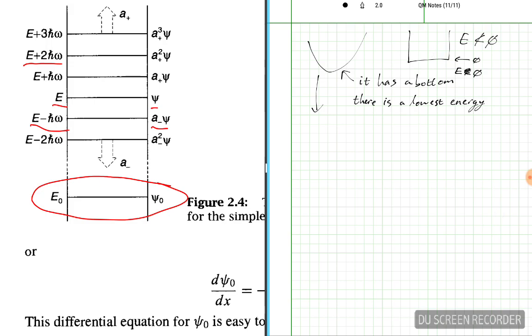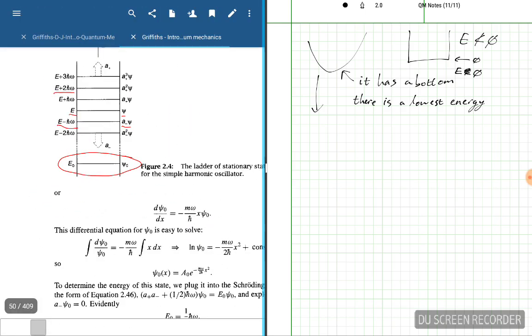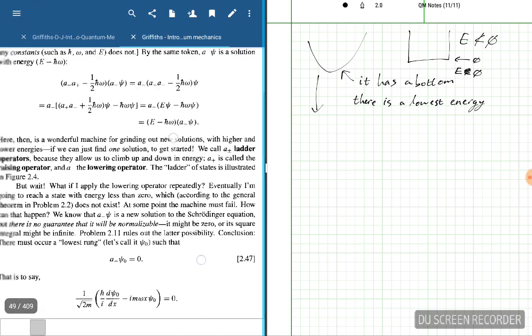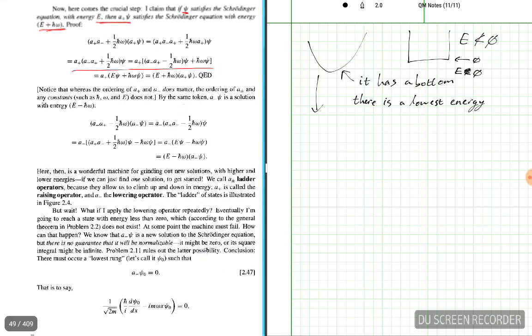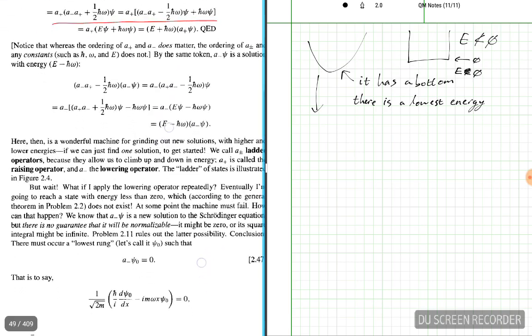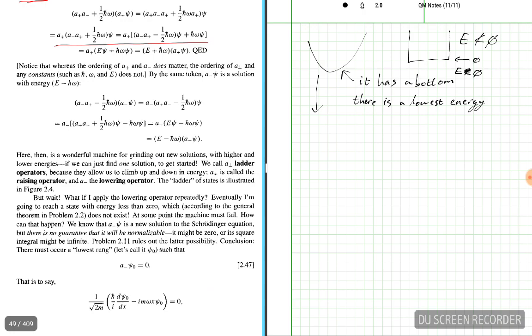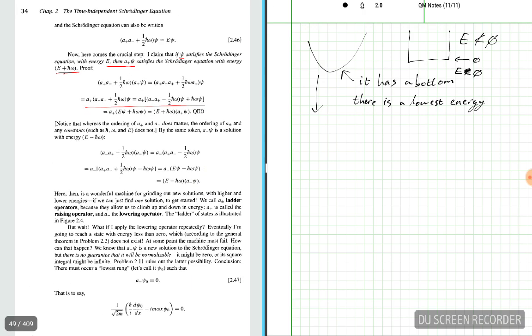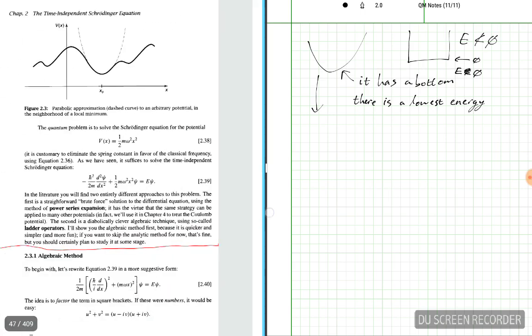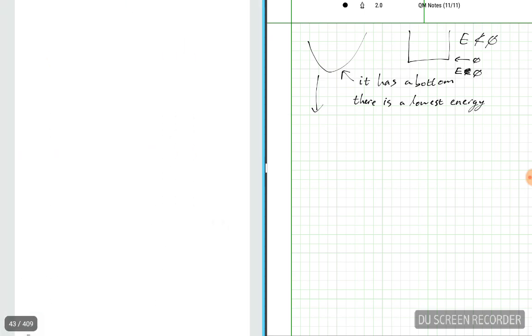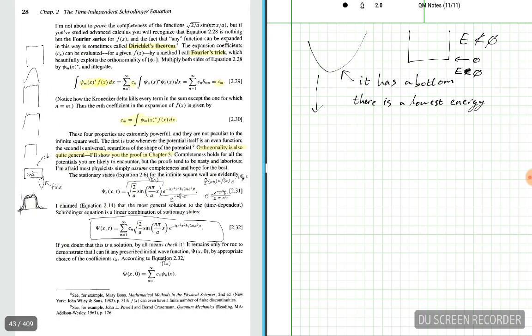Same with the harmonic oscillator. We can't have the energy below 0 because we don't have a physical system that's allowing for that. It does have an energy. Now, getting a state less than 0, according to the general theorem of problem 2.2, doesn't exist. So there is a video on problem 2.2, if you're wondering.